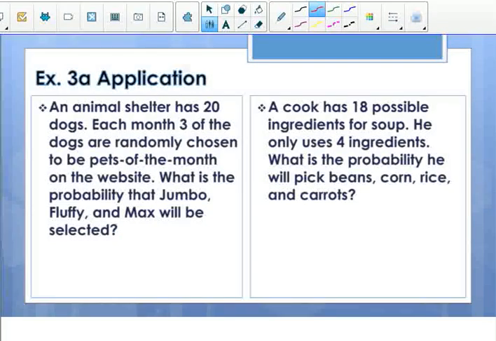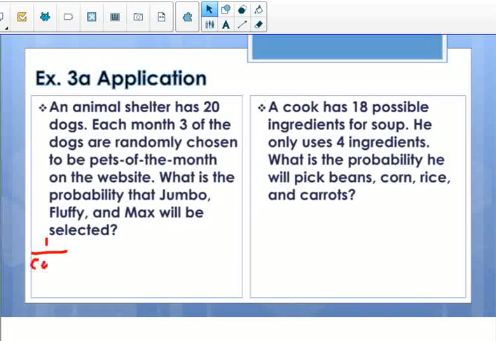And an application. An animal shelter has 20 dogs. Each month, 3 of the dogs are randomly chosen to be pets of the month on the website. What is the probability that Jumbo, Fluffy, and Max will be selected? So we have a combination because it doesn't say that they have to be in that order. So probability, remember, it's 1 over the combination. Okay, so we got 1 over, and then we need to find the combination.